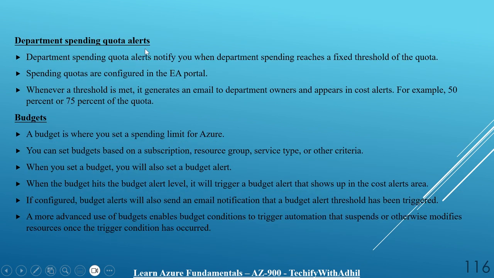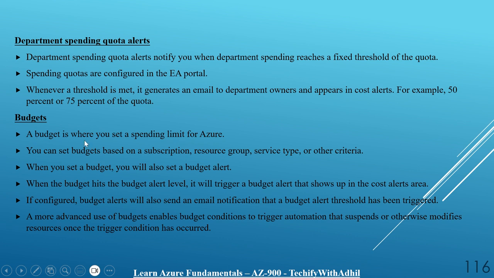So spending quota alerts. Department spending quota alerts notify you when the department spending reaches a fixed threshold of the quota. Spending quotas are configured in the EA portal. Whenever the threshold is met, it generates an email to the department owners and appears in cost alerts. For example, 50% or 75% of the quota.